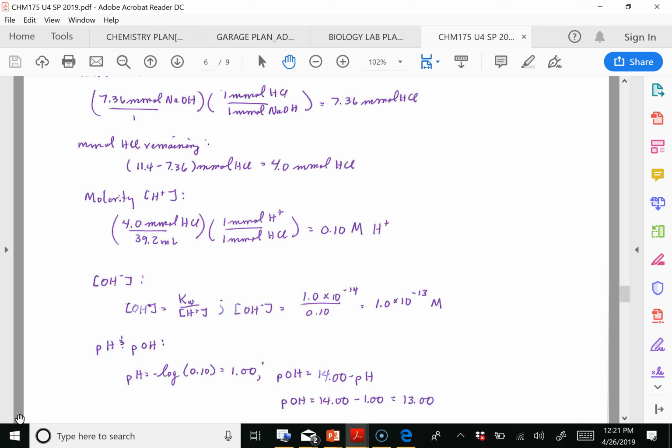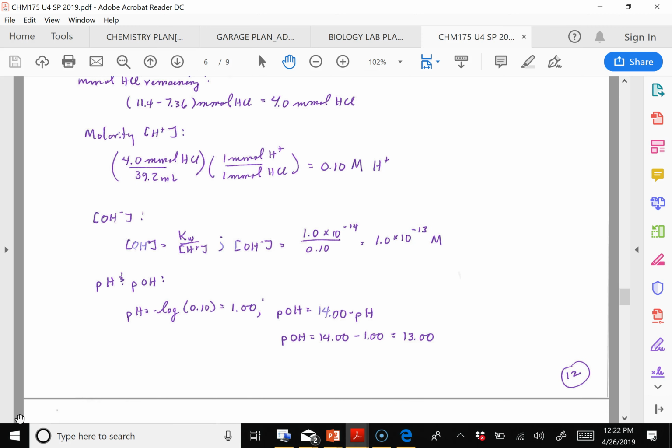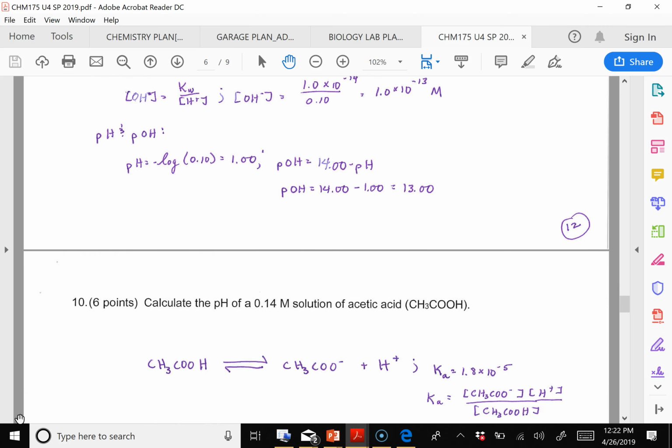So when I went to grade this one and some other ones, if you made a key mistake but got all the rest right, then it's definitely possible that you got more points. So this is to say that if your H plus didn't come out right, then your OH minus and your pH and your pOH wouldn't come out right either. But I didn't hold that against you.